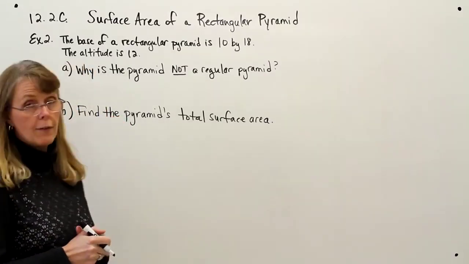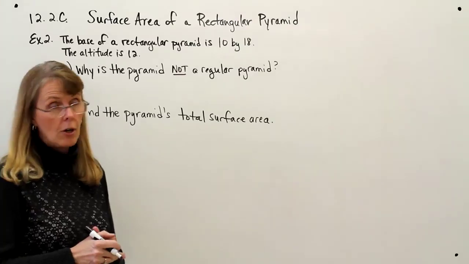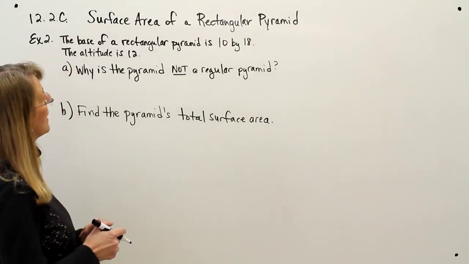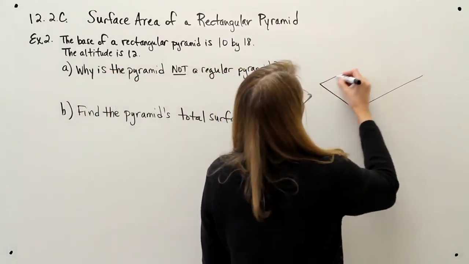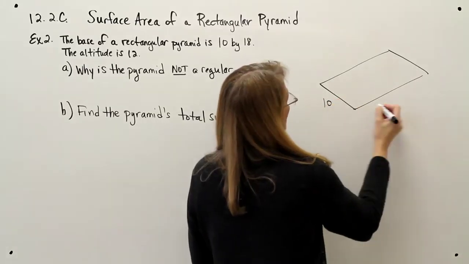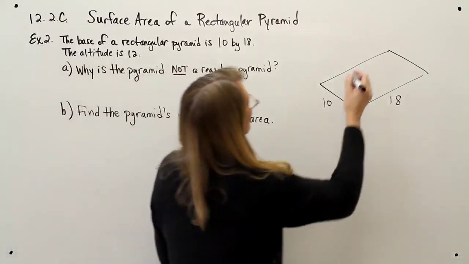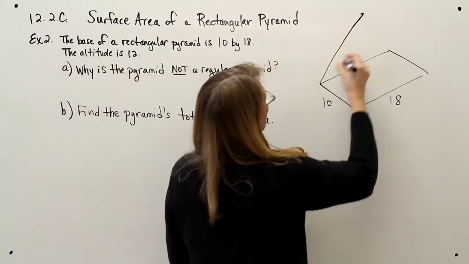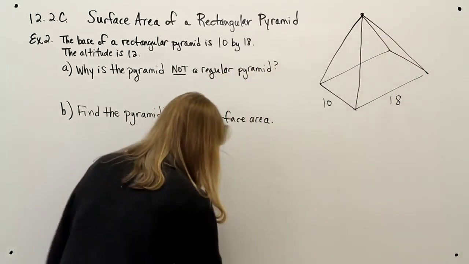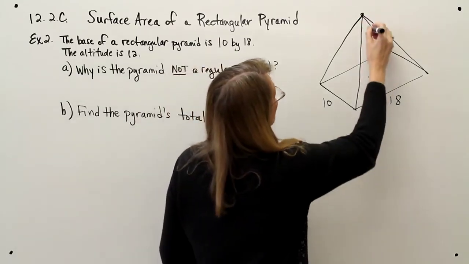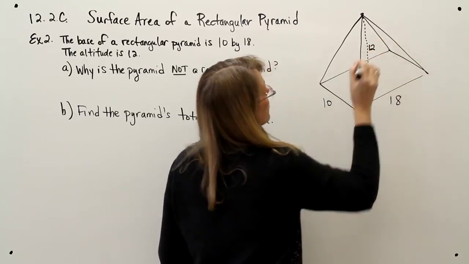12-2C. This is surface area of a rectangular pyramid. We're doing example 2 in your notes. So this time we're going to have to sketch our own diagram. It says the base of a rectangular pyramid is 10 by 18. So let's start by putting a 10 by 18 rectangle on the ground there. And then the altitude is 12. So if I pick the top of my pyramid, and then if I draw in the altitude, let's say that altitude right there would be 12.